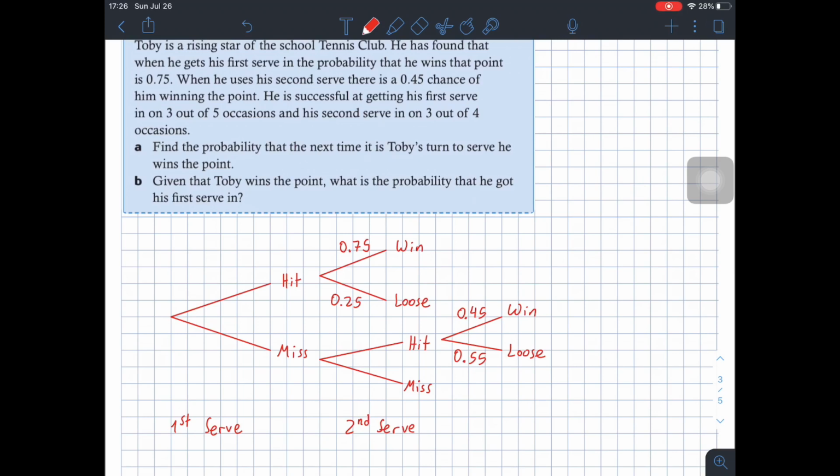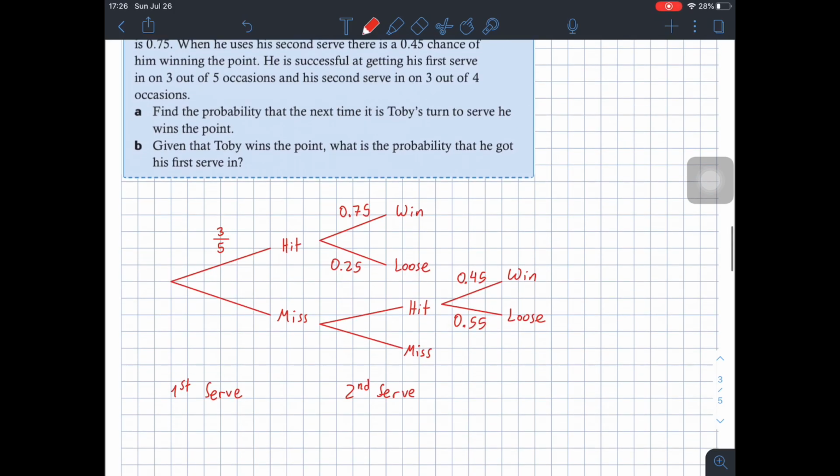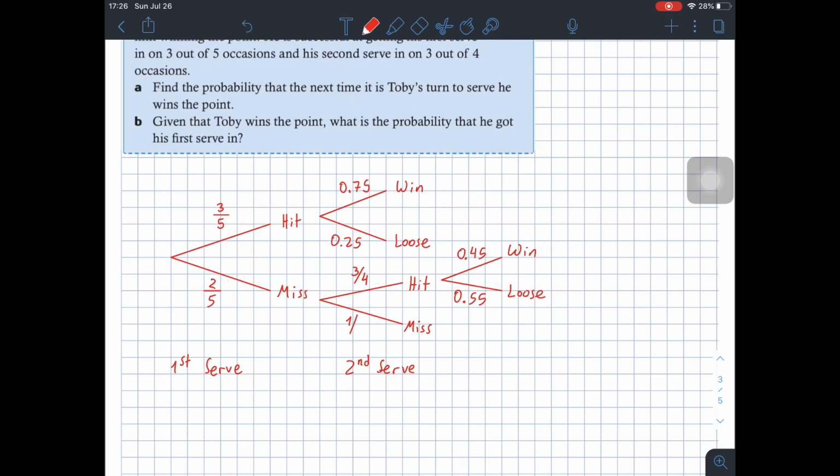Then it says he is successful at getting his first serve in 3 out of 5 occasions. So hitting the first serve has a probability of 3 out of 5. That means that missing the first serve would be 2 out of 5, right? And then it says, and his second serve on 3 out of 4 occasions. So hit in 3 out of 4. That means that the probability of missing the second serve is only 1/4. Okay? Super.